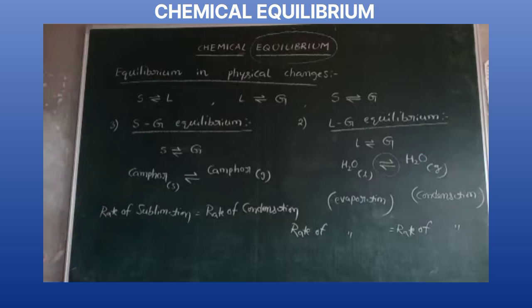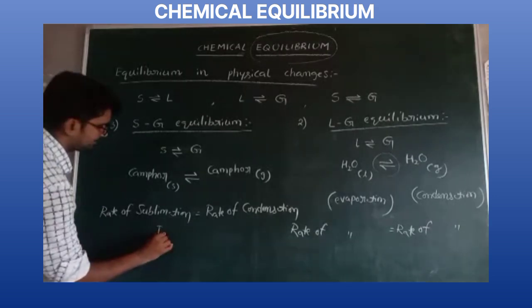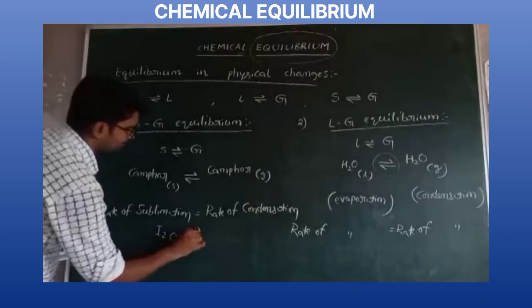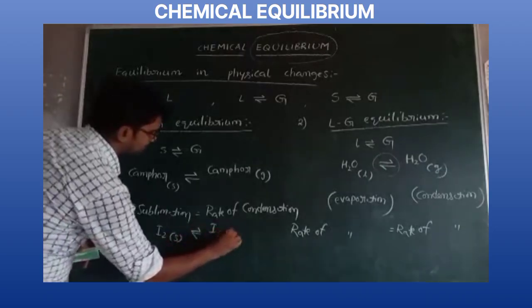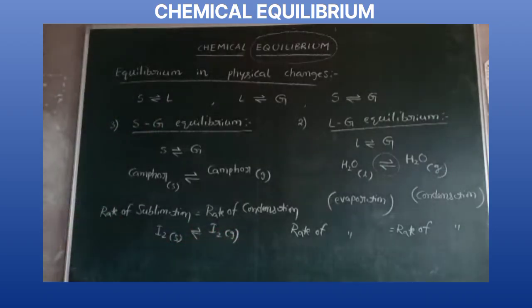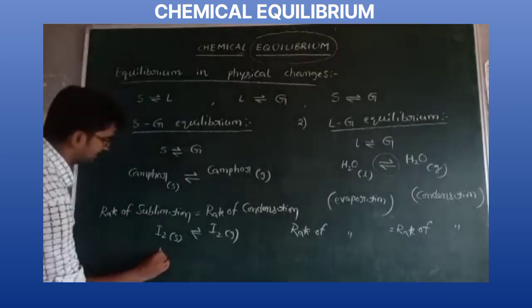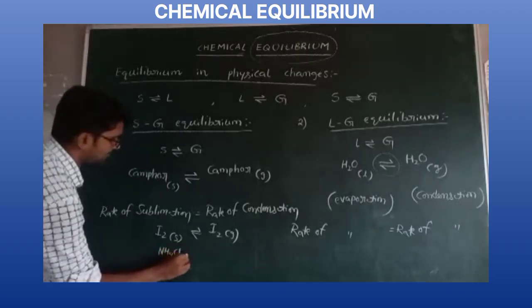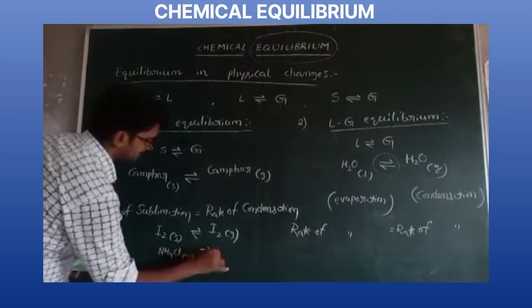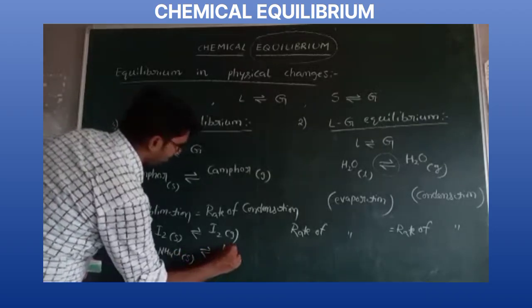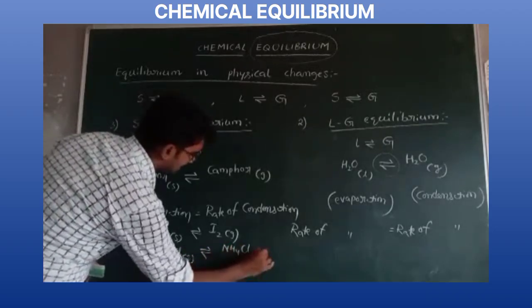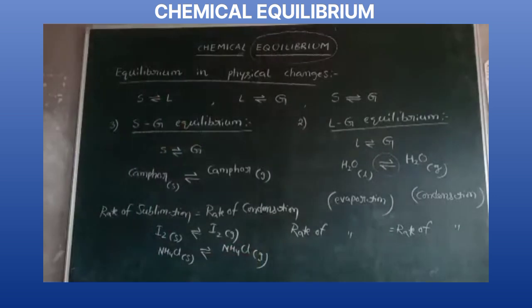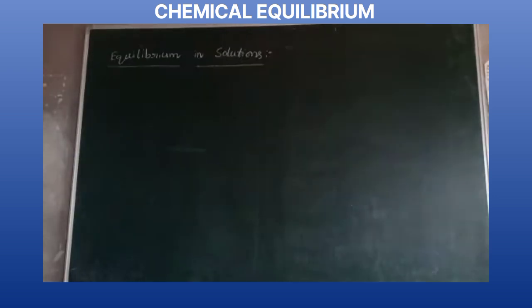Some more examples for this: iodine, I2 solid to I2 gas. This is also one more best example. Another one is ammonium chloride, NH4Cl. Ammonium chloride in solid state can be converted into ammonium chloride in gaseous state. This is about equilibrium in physical changes.